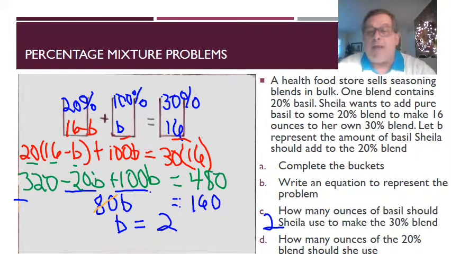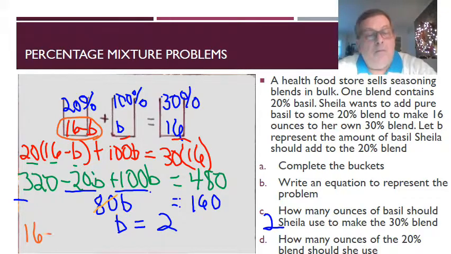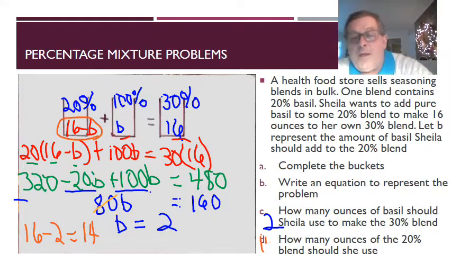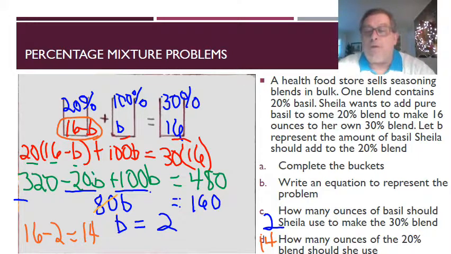And then lastly, it comes back and says, well, how many ounces of the 20% blend should you use? Well, I go right back up here to what I set to begin with, and I just simply take 16 minus 2, I substitute 2 in for B, equals 14. And so I need 14 ounces of the 20% blend to 2 ounces of the 100% basil to give me 16 ounces of a 30% blend. That's not too bad.